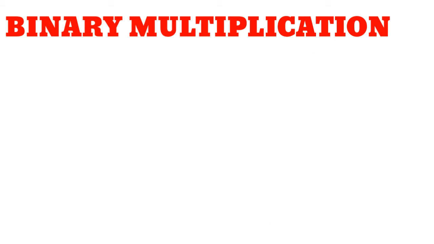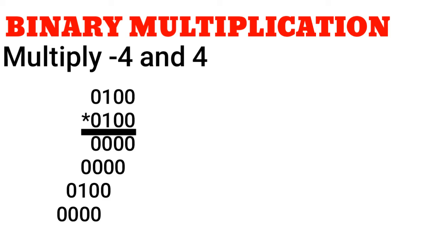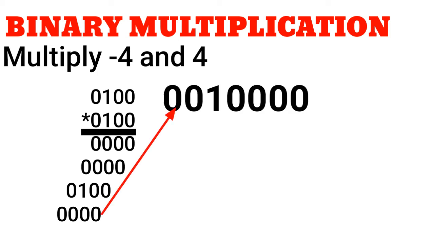What if we multiply negative 4 times 4? First, you need to write them in binary, but apply the 2's complement after the operation. So, it would be 0100 times 0100. By applying the rules of multiplying binaries and adding all the binaries, the answer would be 001 0000.